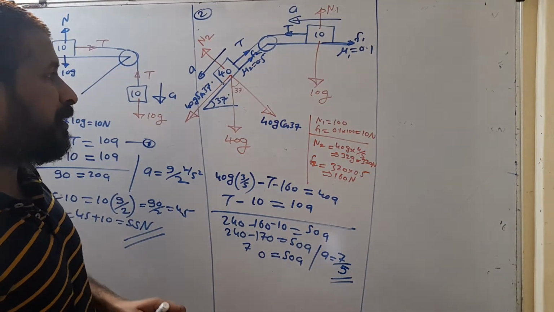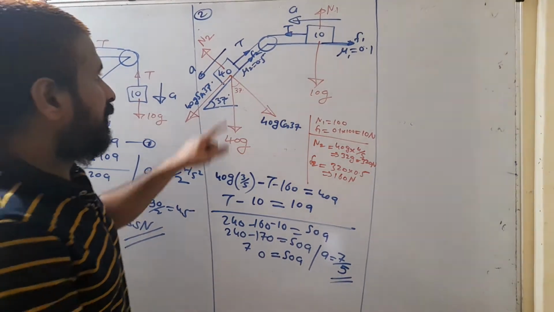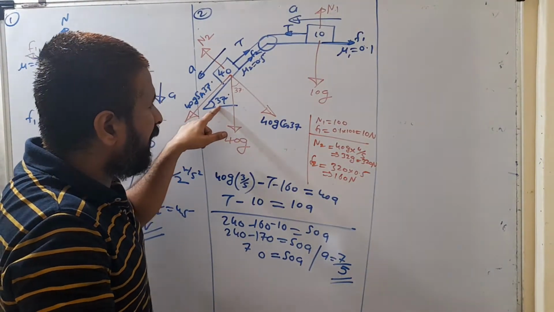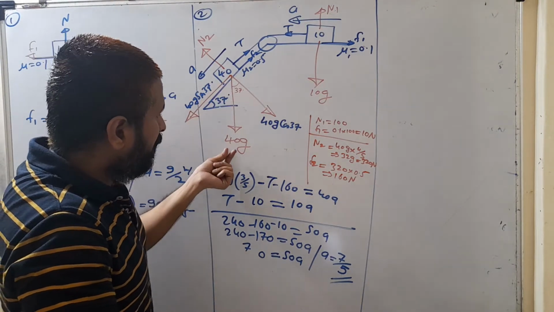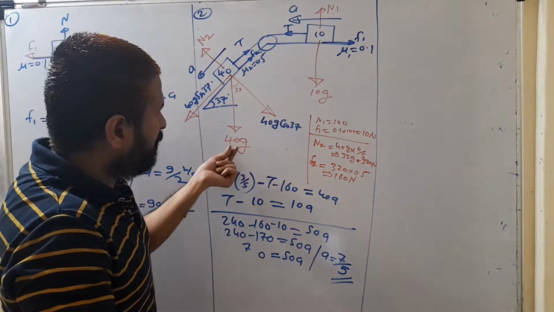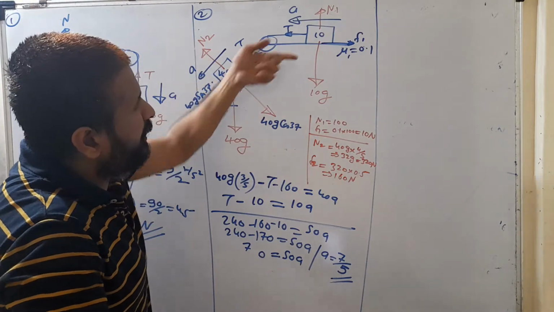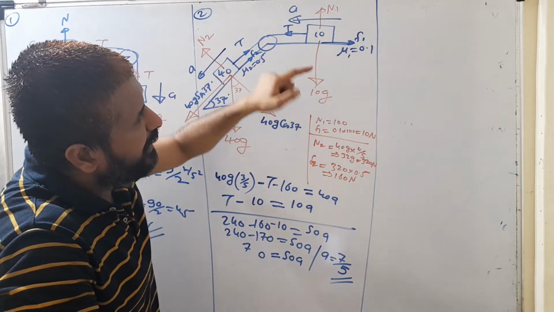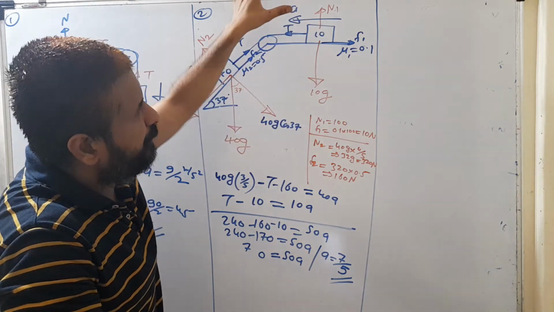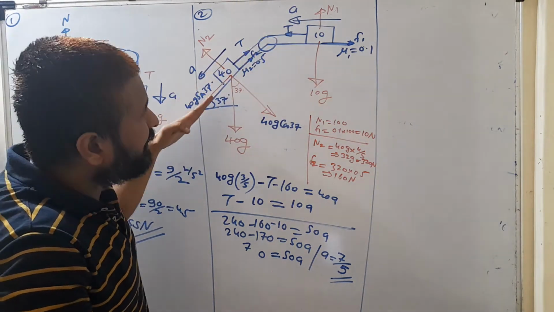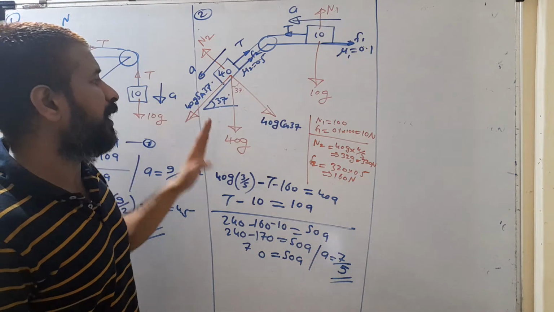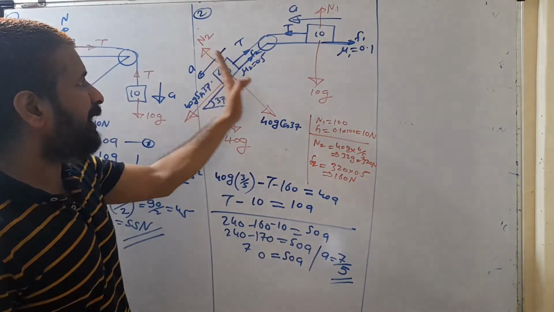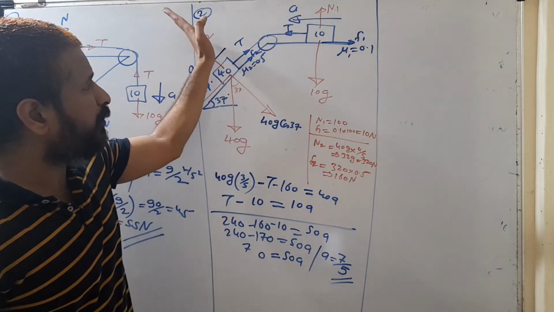So when a block is on an inclined surface, what is the normal force? It is mg cos theta, where theta is the inclination of that surface. Here I resolve this weight into two parts because I cannot say that this weight is equal to normal. On a horizontal surface, if the block is over a horizontal surface, its weight is equal to the normal force. But if the block is over an inclined surface, in that case you cannot say that N is equal to 40g because N always acts perpendicular to the surface.